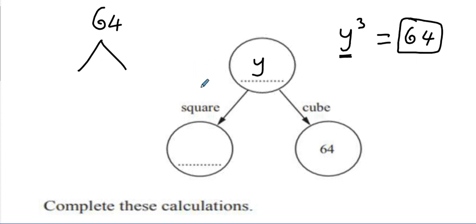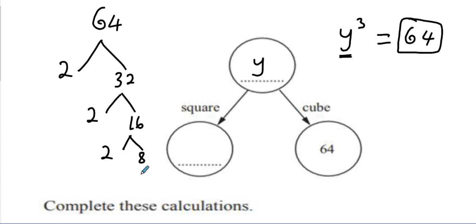Right. So in other words, if you are looking for a number multiplied by itself 3 times that will give you 64, in other words, find a cube root of 64, or just take 64 and do a factor tree for that. This will be equal to 2 times 32. This will be 2 times 16. This will be 2 times 8. This will be 2 times 4. And this will be 2 times 2.